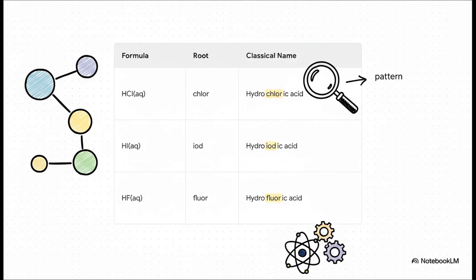This is where you see that rule in action. And it's pretty cool. HCl becomes hydrochloric acid. HI becomes hydroiodic acid. You totally see the pattern, right? The name is literally telling you what's in the bottle. Hydrogen and one other thing.